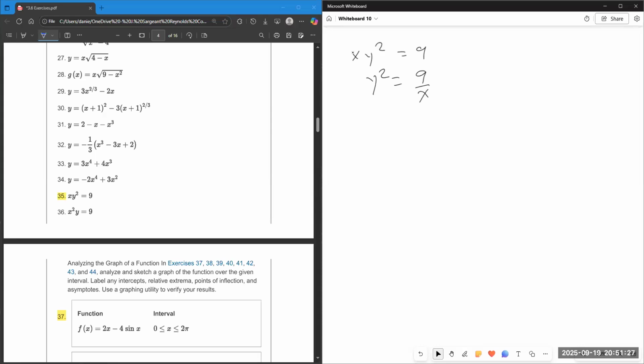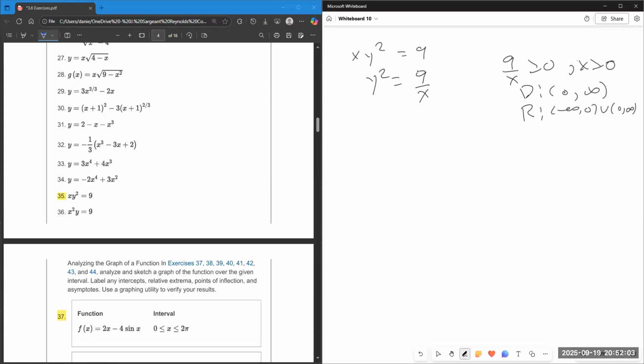That means 9 over x always needs to be positive, which means that x has to be greater than 0. My domain is 0 to infinity, and my range here is going to be negative infinity to 0, union 0 to infinity. y can take on any value when I take plus or minus the square root, other than this value can never be 0.